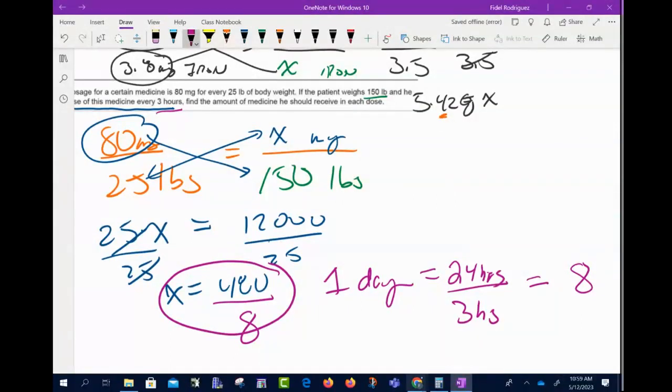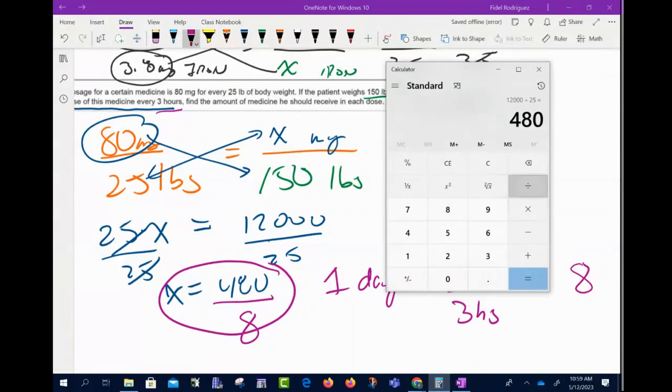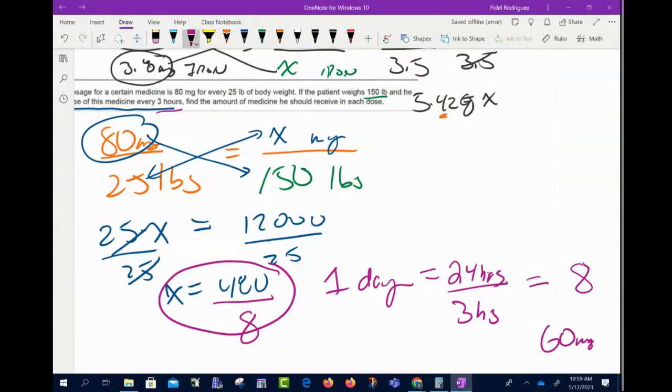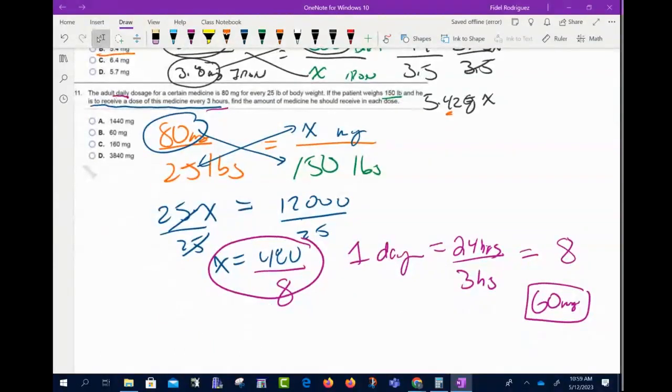So we need to divide this number by how much? By 8, right? So look, let's come back here. Let's take that number. Let's divide it by 8. And we're coming up with how much? 60 milligrams. Is that one of my choices? There it is, right? Okay, now guys, I want to make sure that we understand why did we divide it by 8 and not by 3? Because they were going to give it to him every 3 hours. Now, if they were going to give it to him every 8 hours, then we would divide by what? By 3. Does that make sense? Okay, good.